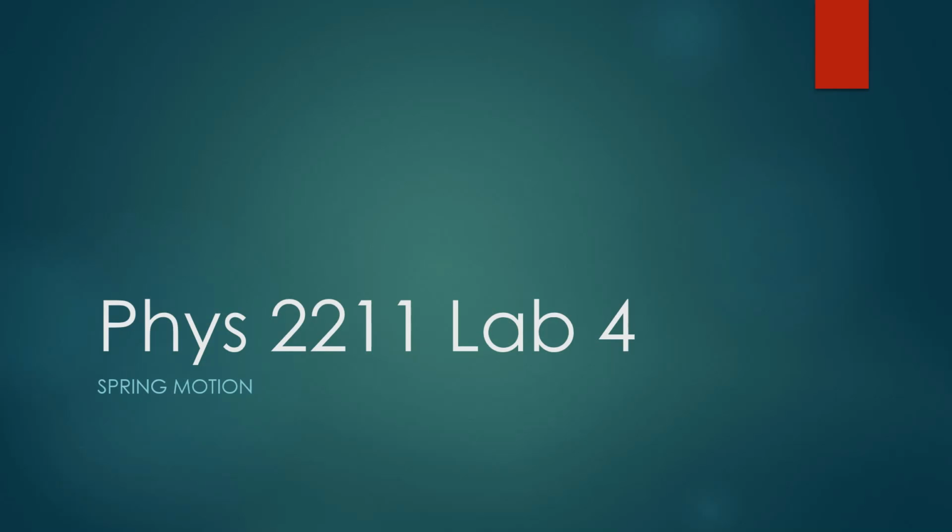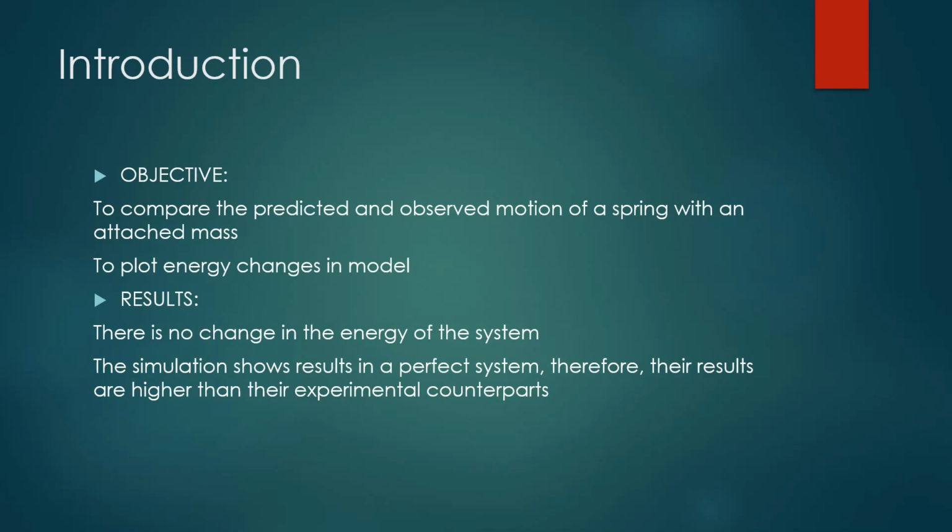This is Physics 2211, Lab 4, Spring Motion. The objective of this lab is to compare the predicted and observed motion of a spring with an attached mass, and to plot the energy changes in the model.